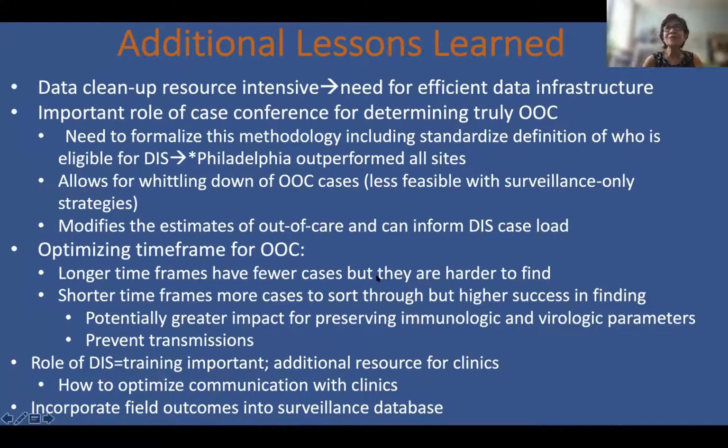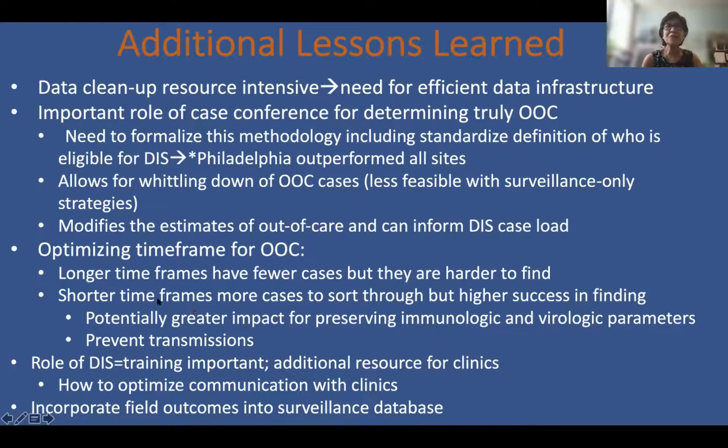But the honest truth was, these folks have been out of care for such a long time that the DIS could not find them. It was much harder to find them. And a lot of these folks were in much worse shape in terms of their CD4 counts and their viral load. So the question is, did we wait too long? Yes, there were fewer people in this group, but they were in worse shape. So I would argue that the longer time frames did not serve this process well.